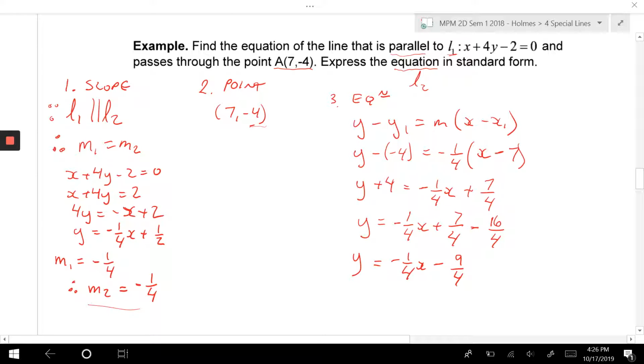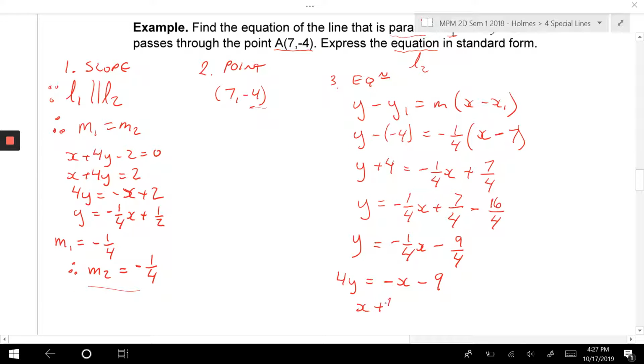All right, so I'm asked to do it in standard form. I know standard form cannot have any fractions, so I'm going to multiply everything through by 4, giving me 4y is equal to negative x subtract 9. The 4s divide out when I multiply by negative 1 over 4x, and the 4s divide out when I multiply by the negative 9. I add x to both sides, giving me x plus 4y. I bring the 9 across, it's negative 9, so I add 9 to both sides, giving me x plus 4y plus 9 equals 0. And that is the equation in standard form.